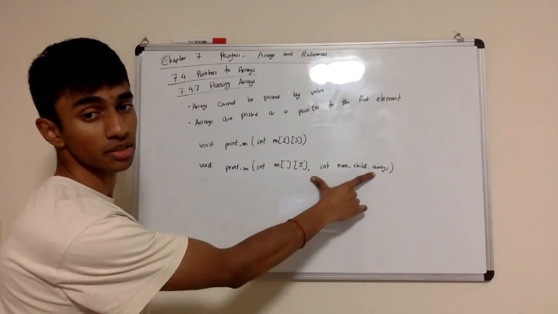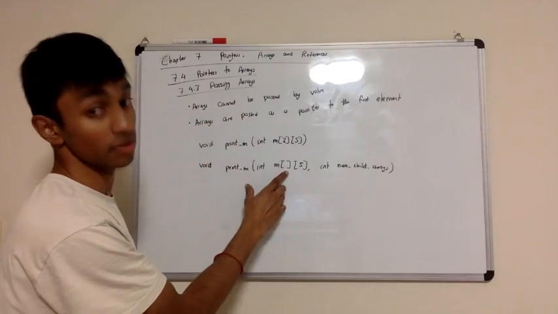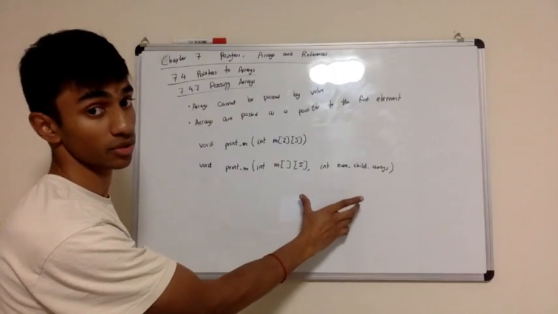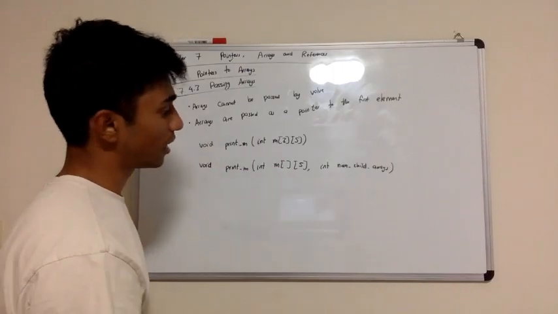And then this extra parameter here is just to say, in order to print every element, I need to know how many child arrays there are. So just pass that information in as well. That's what's happening there. So that's also completely fine.